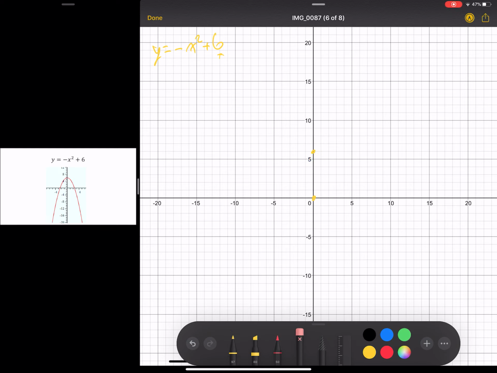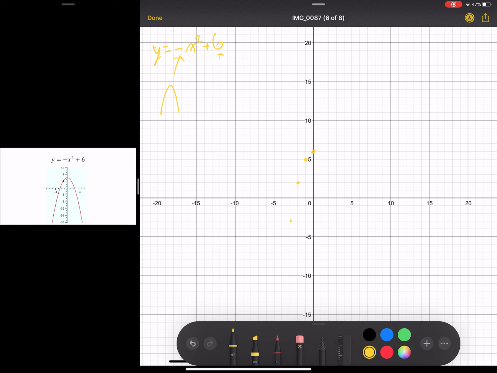Let's erase that. We don't go left or right because we have no value. We don't have something like (x minus h) squared, so there is no right or left shift. What we do have, though, is this negative, which means it opens downwards. And our step pattern's the same. We have no amplification, so it's 1, 3, 5.